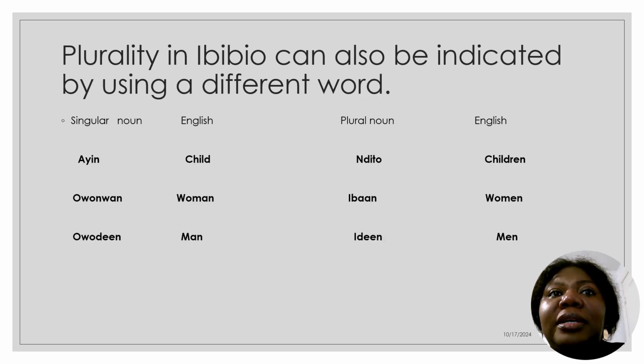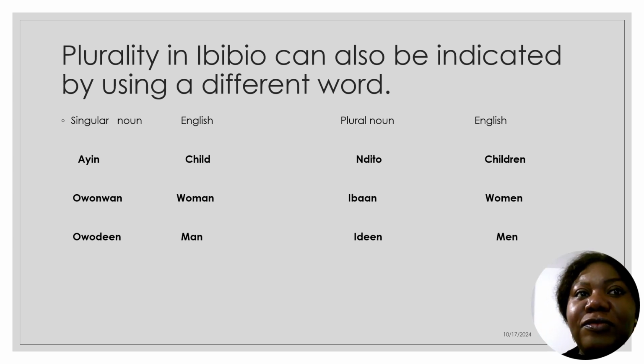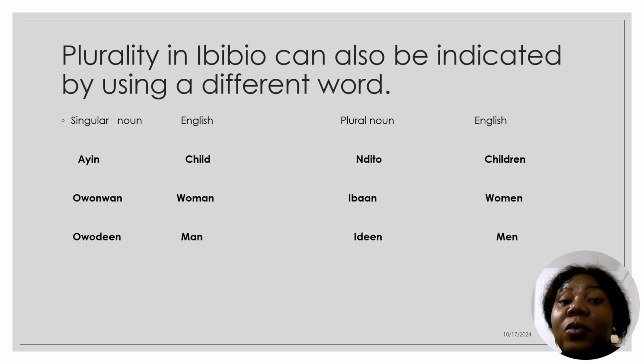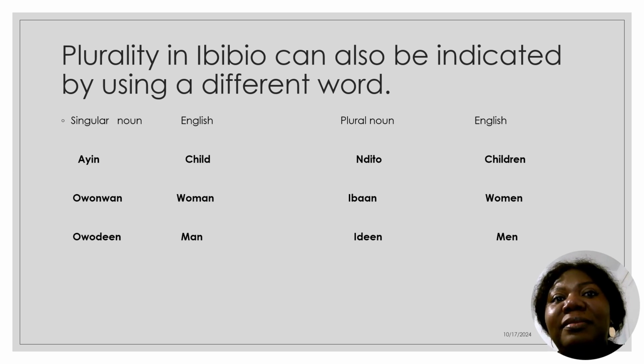Another way of showing plurality or indicating plurality can be by using a totally different word. So in Ibibio we have the word ayin, meaning child. When there's more than one, it becomes ndito, meaning children. We also have the word owonwan, meaning woman. When there's more than one, it becomes iban, meaning women. We have owoden, meaning man. When there's more than one man, it becomes iden, meaning men.